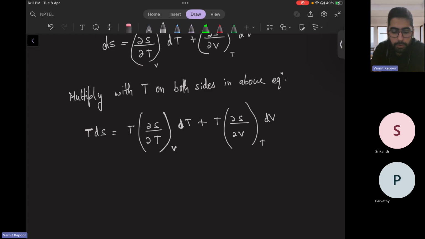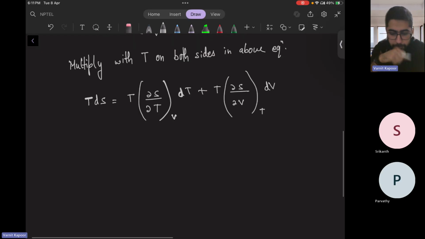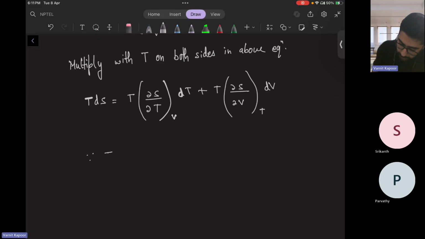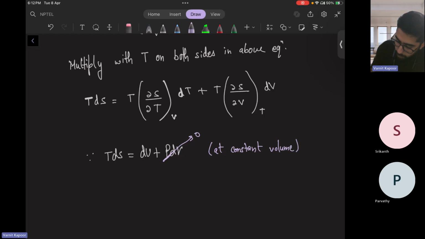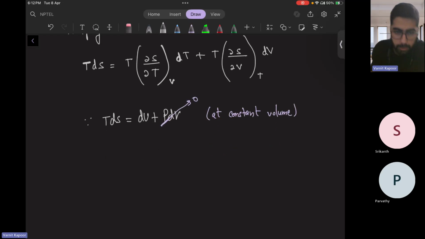Okay. So if no doubts, if we say our volume is constant, then this is the first kind of relationship. If your volume is constant, since TdS is equal to du plus PdV, then this term goes away at constant volume.